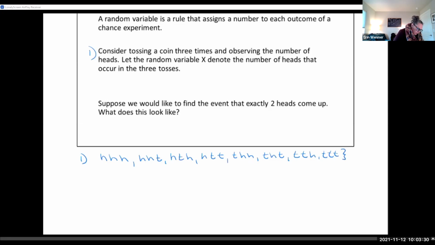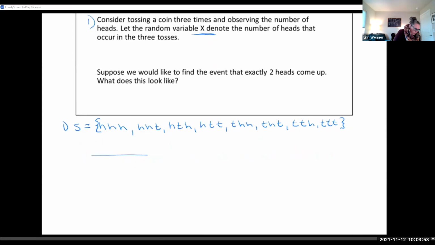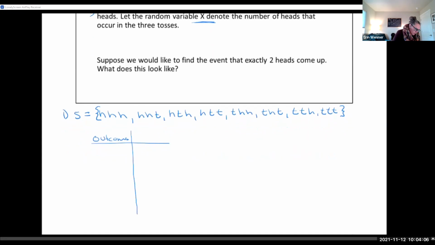So we think about this as a sample space, kind of going back to what we did in our last chapter. Remember, in order to define a sample space, we have to say S equals, and then we have it in curly brackets because it establishes that as a set. We're declaring X to be the number of heads that occur in 3 tosses. So we create a table. Let's look at our outcomes and the value of X.